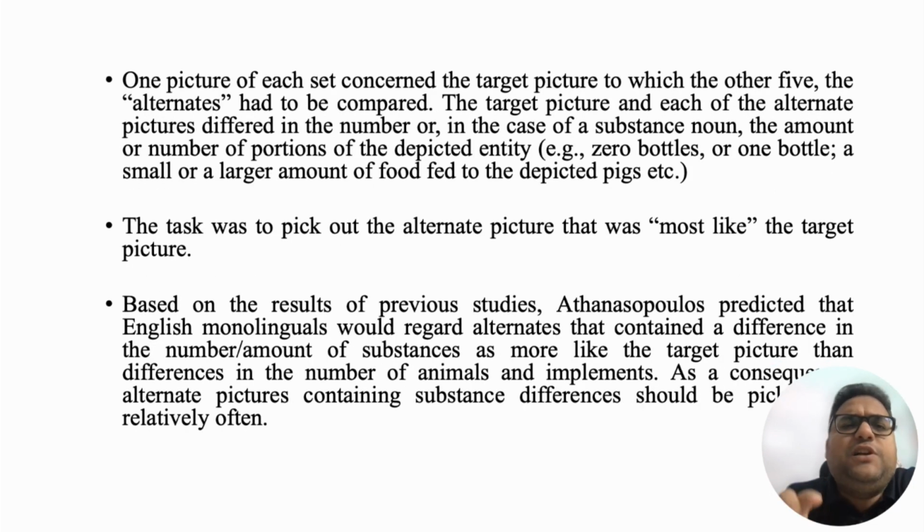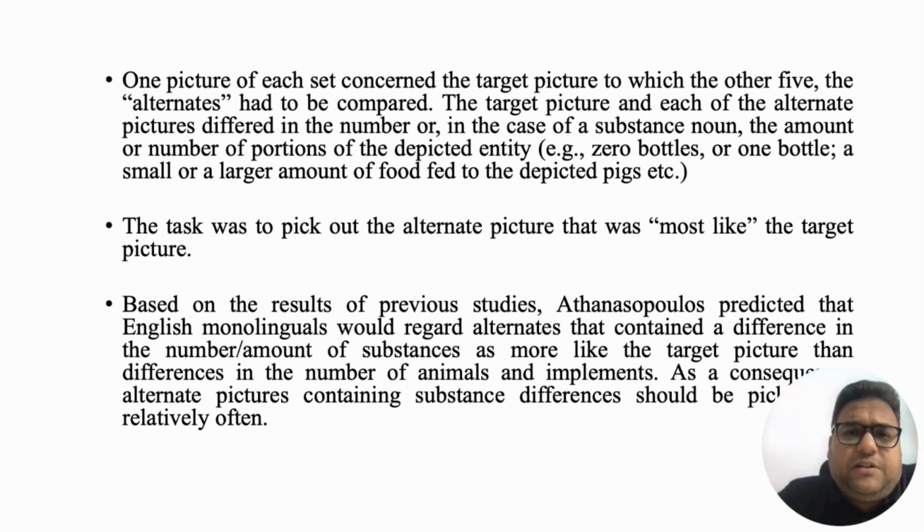Now, one picture from each set was basically considered the target picture, to which the other 5 alternates had to be compared. So one picture is there and then there are other 5. You have to compare this one picture to the other 5 object pictures, which are alternates.